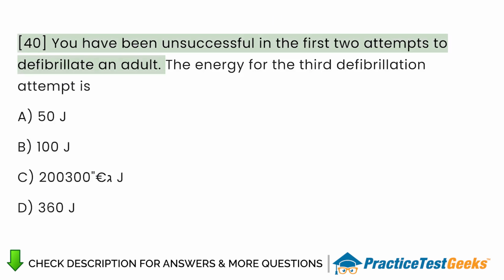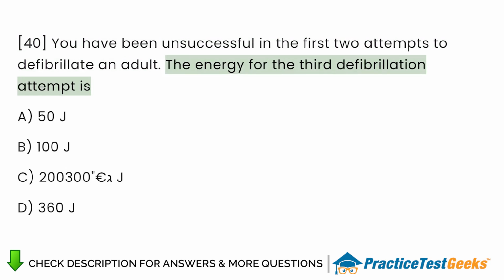You have been unsuccessful in the first 2 attempts to defibrillate an adult. The energy for the third defibrillation attempt is A. 50 J. B. 100 J. C. 200 to 300 J. D. 360 J.